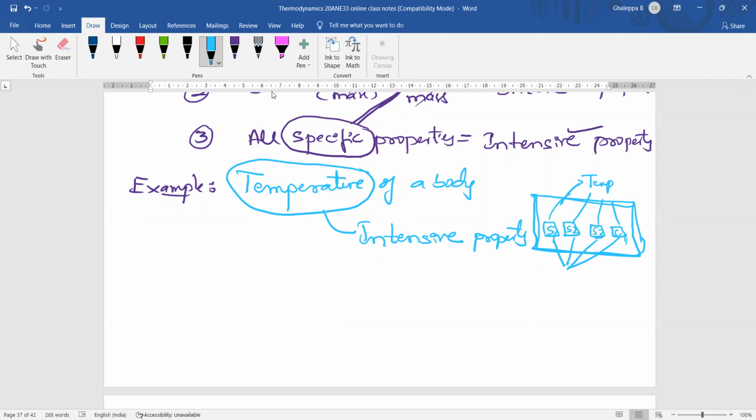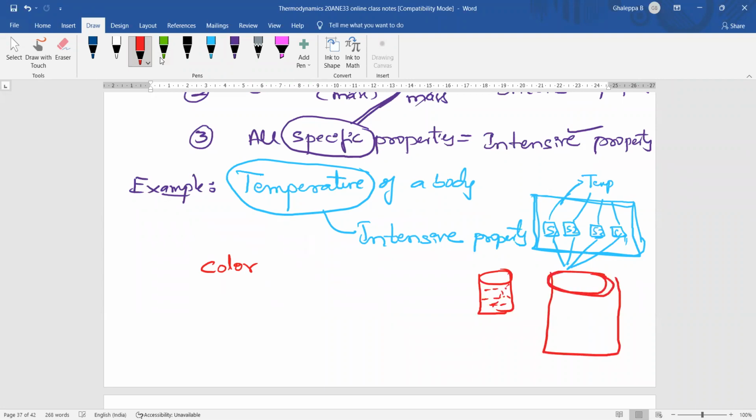Second one is color. You take 1 glass of red solution, red color. You take 1 tank of water with red color. I am asking you to identify the color of the glass and the tank. So is color dependent on mass? Based on the mass, will you judge whether this is a white color, this is a black color, this is a red color, this is a green color, like that? Whether color is dependent on mass or not, that is, independent of mass.